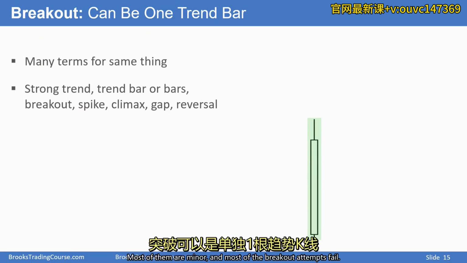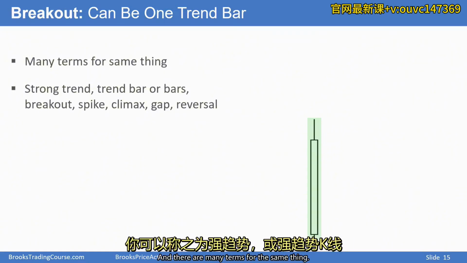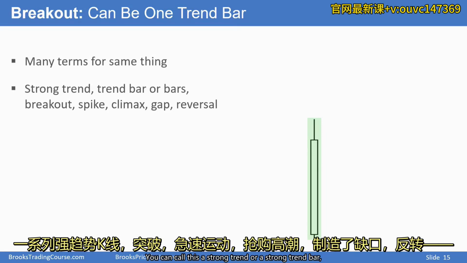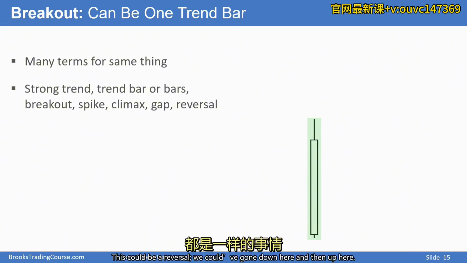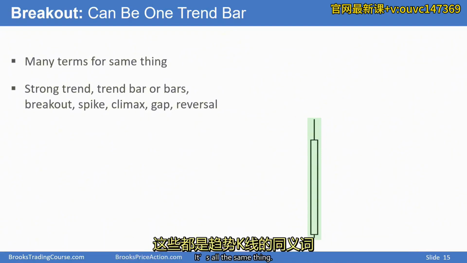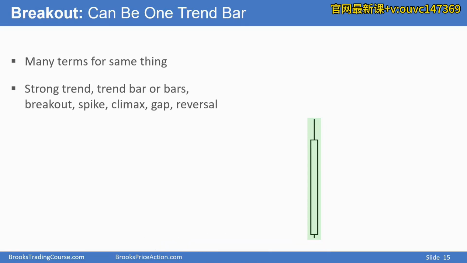A breakout can be a single trend bar. There are many terms for the same thing. You can call this a strong trend, or strong trend bar, strong series of trend bars, a breakout, a spike, a climax, a gap, a reversal. This could be a reversal. We could have gone down here and then up here. It's all the same thing. Those are all synonyms for trend bars. This is a bull trend bar.